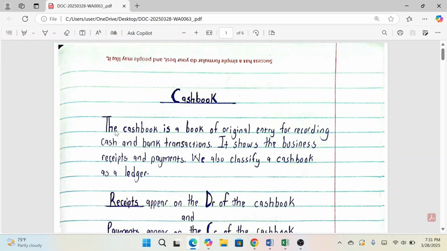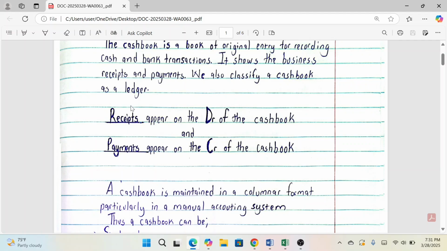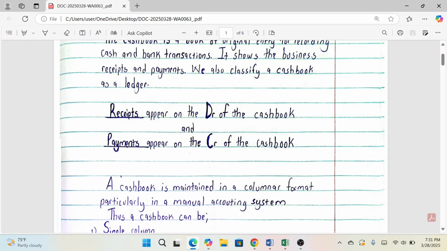So, with the cash book, this is a book of original entry for recording cash and bank transactions. It shows the business receipts and payments. We also classify a cash book as a ledger. So when it comes to the receipts and payments, receipts appear on the debit side of the cash book and payments appear on the credit side of the cash book.